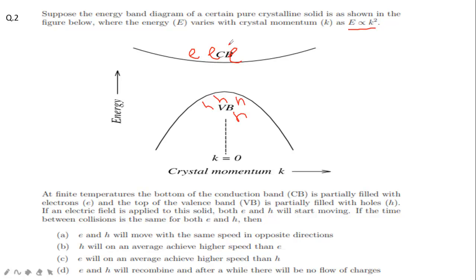They are moving because some holes will go here, some electrons will come here, and the time of collision is the same for both electron and hole. Then what will be the correct one? Option A says E and H will move with the same speed in opposite directions. Option B says H will on average achieve higher speed than E. Option C says E will on average achieve higher speed than H, and D says E and H will recombine and after a while there will be no flow of charges.